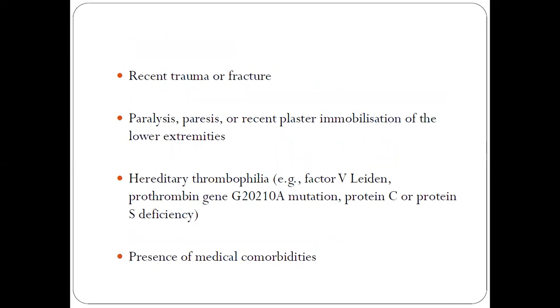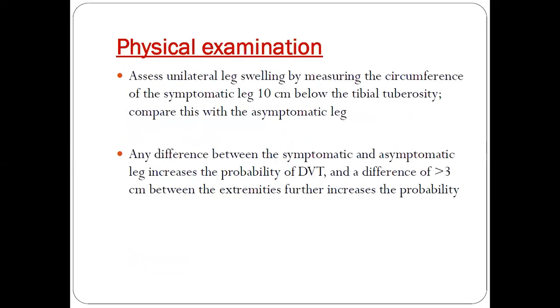Recent trauma or fracture, paralysis, paresis, or recent plaster immobilization of lower extremities. Hereditary thrombophilia, for example factor V Leiden, prothrombin gene G20210A mutation, protein C or protein S deficiency, and presence of medical comorbidities.